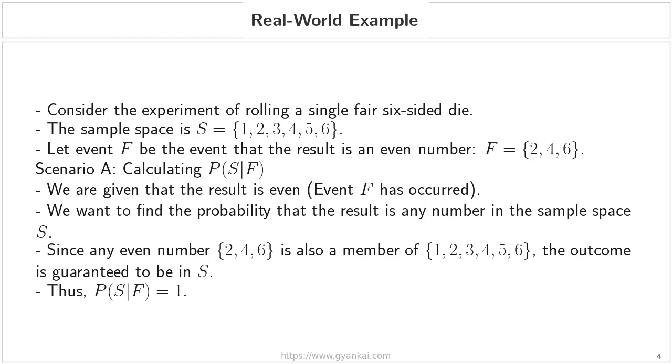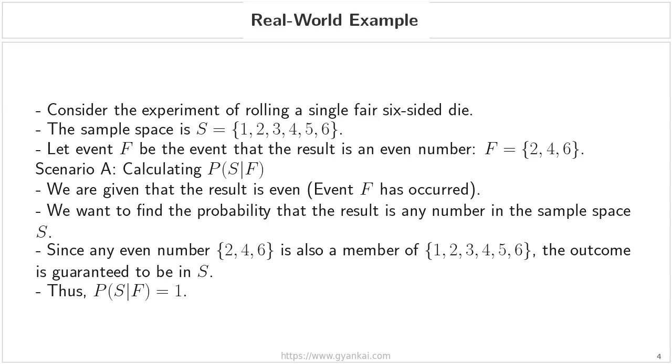In scenario A, we are calculating the probability of S given F. This is written as the probability of capital S given event F. In this case, we are starting with the assumption that event F has already occurred, meaning we already know, for a fact, that the die landed on an even number. Given that we know the result is either 2, 4, or 6, what is the probability that the result is part of our original sample space, 1 through 6?